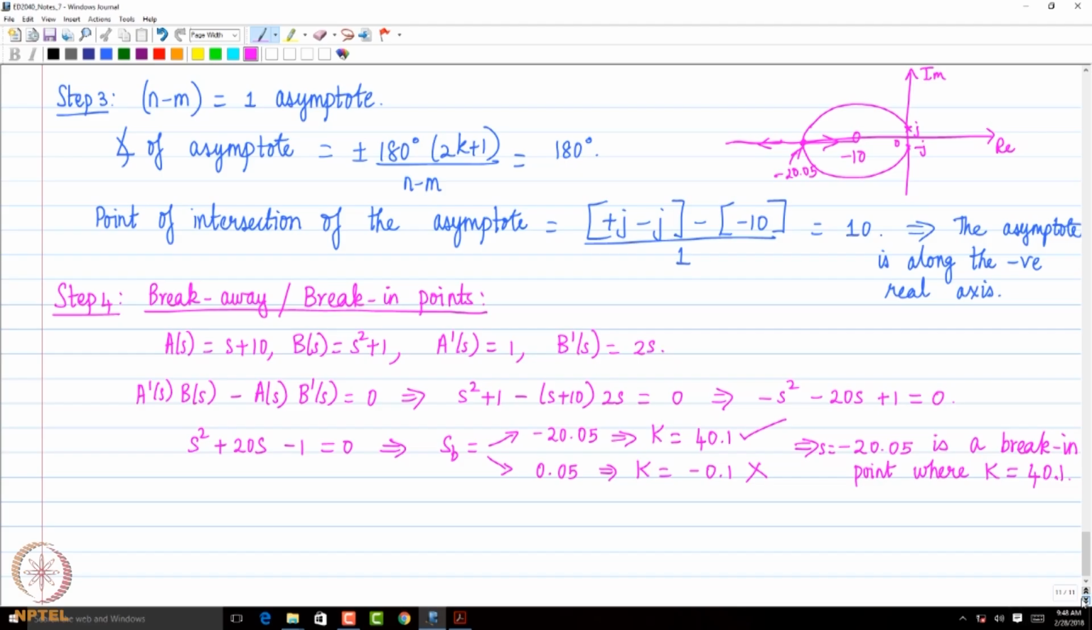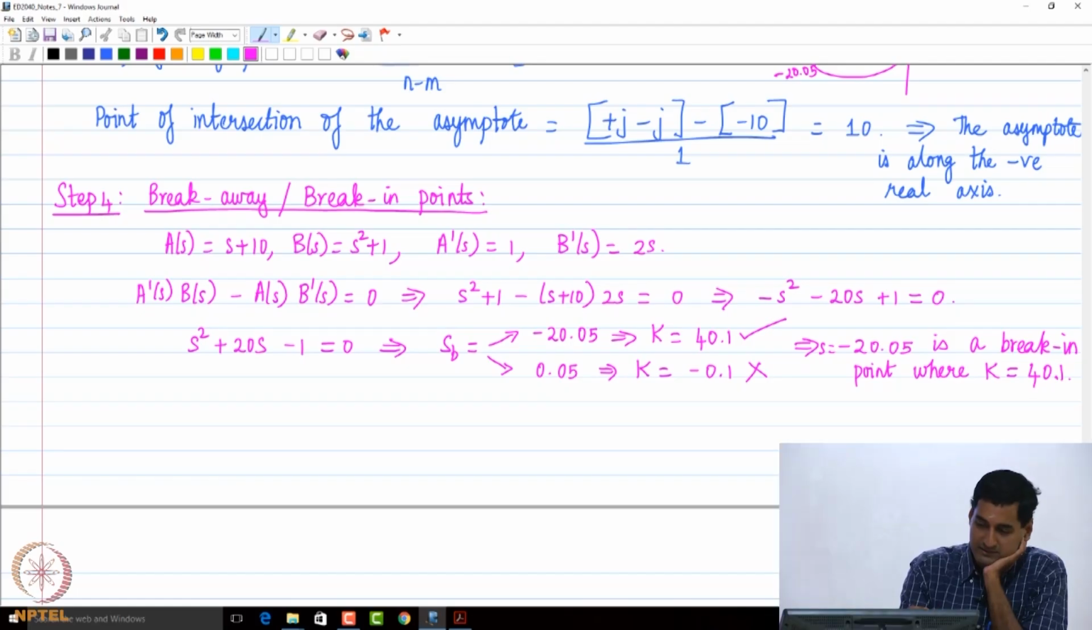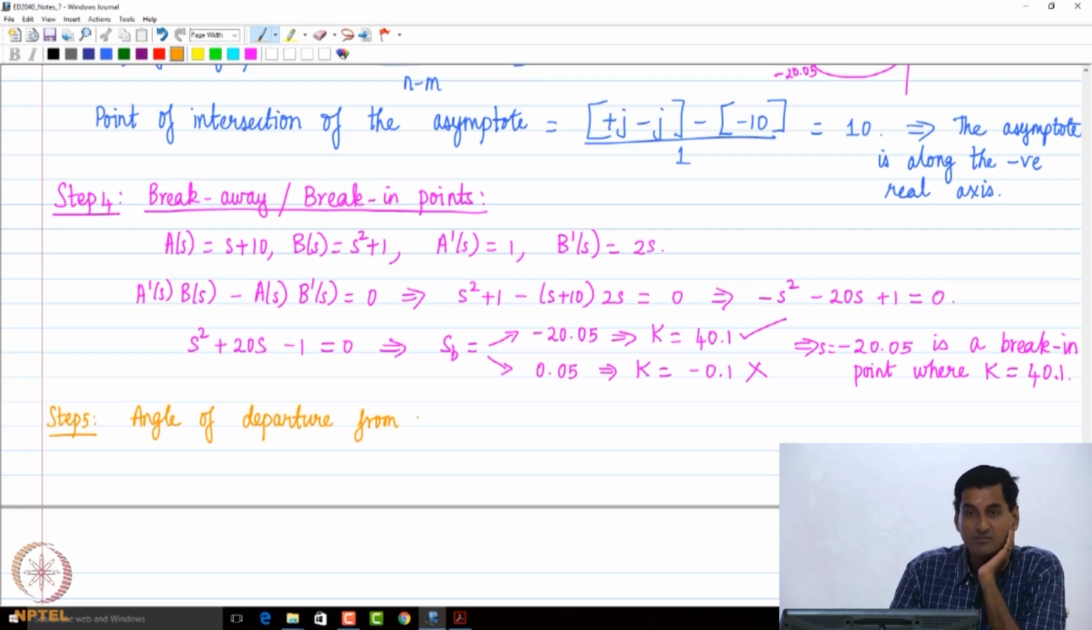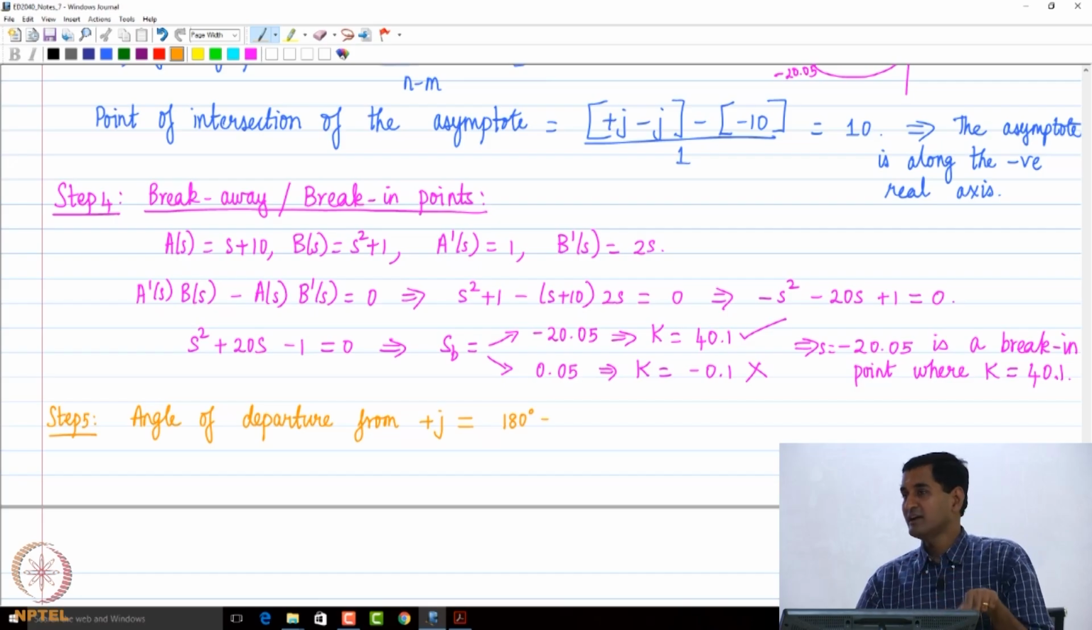Now, what is the next step, fifth step? What is step 5? It is to calculate the angle of departure, right? In this case, we need to calculate the angle of departure because we have a pair of complex open loop poles. So, let us calculate the angle of departure from plus j. What is the formula for angle of departure from an open loop pole? It is 180 degrees minus the sum of the angles made by the vectors from other open loop poles to this open loop pole, right?